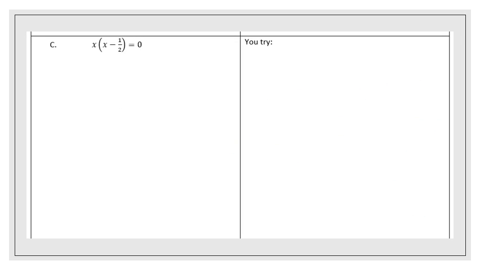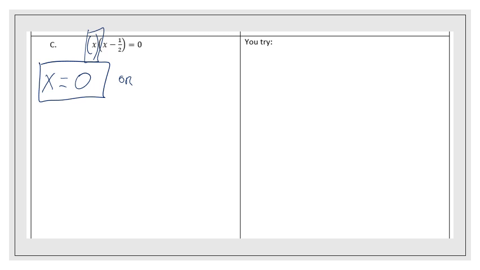Now let's look at our example for C. We have x times the quantity of x minus 1 half. Once again, we don't have parentheses around the first factor, but I could create parentheses around there to indicate that we have this monomial of x times a binomial of x minus 1 half. So we're going to take this first factor of x and set that equal to 0 and see if we have to do anything to isolate the x. We do not. x is already isolated. So that's one solution.